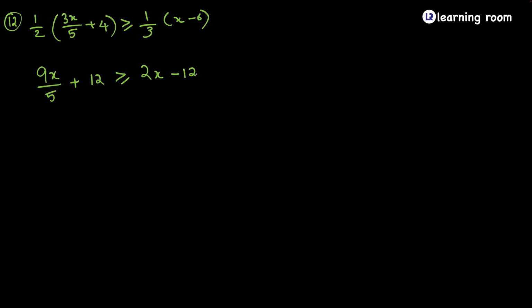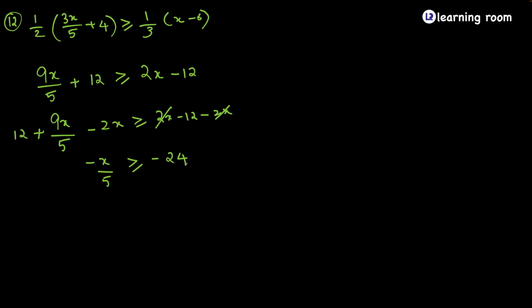Okay. So add 12 on both the sides. With 9x by 5, what we can do is subtract 2x on both the sides, greater than or equal to 2x minus 12 minus 2x. 2x and 2x will get cancelled. So here what will you get? You will get minus x divided by 5. There is a plus 12 here, by the way. So 9x by 5 minus 2x is minus x by 5. Sorry, you need to subtract 12 on both the sides. When you subtract 12 on both the sides, this will be greater than or equal to minus 20.